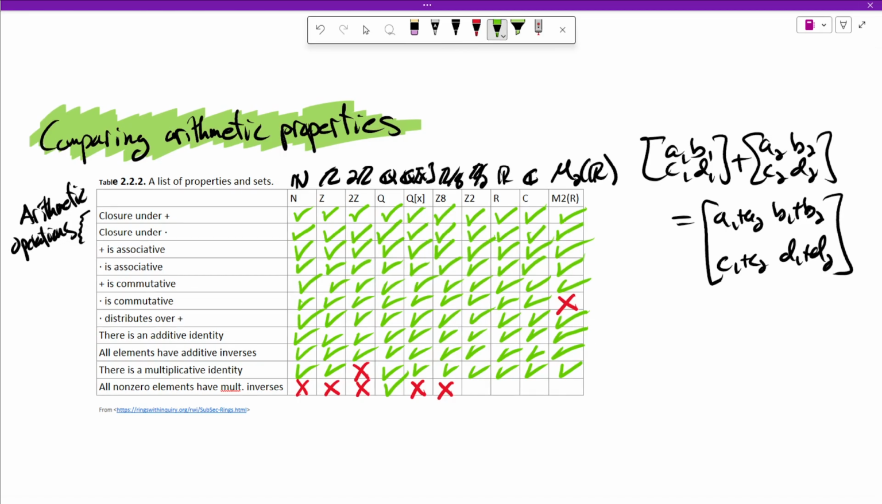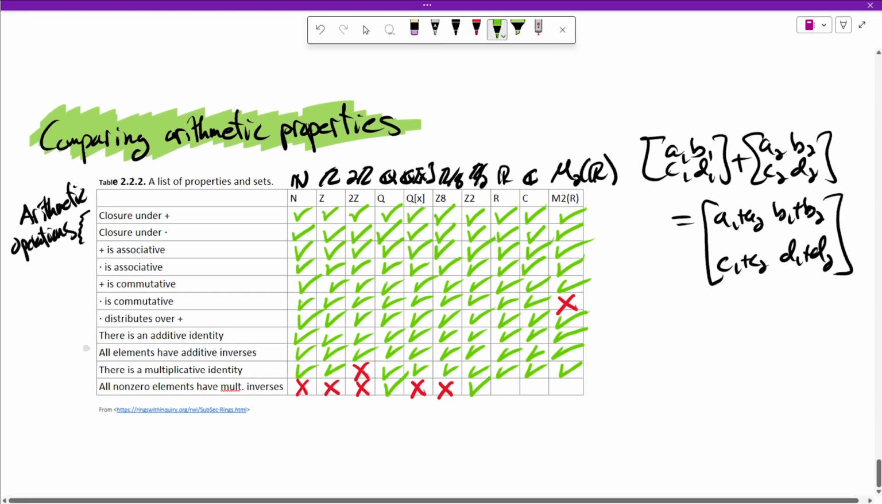Z mod 2, yeah, Z mod 2 is a field because 2 is prime. R, yeah, R is a field. C, yeah, C is a field. Matrices, no. You only have a multiplicative inverse when the determinant is non-zero, and a lot of matrices have a zero determinant.